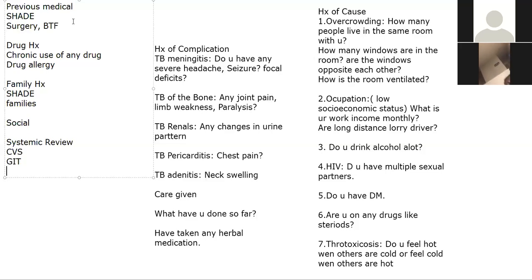Ma'am, it was shown that you presented with cough and fever, if I'm correct. I would like to confirm which one came first. Was it the cough or the fever? Please, I would also like to know when the cough started. When did it start and how long has it been? Ever since it started, has it been getting worse or has it been getting better?